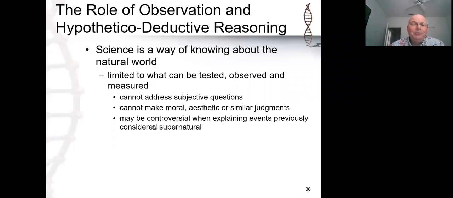It may be controversial when explaining events previously considered supernatural. This gets to the whole heart of the evolution versus creation question that has been going on for the last 100 years. Science believes, and biologists believe, that evolution is the best way of explaining what we see in the natural world based on our observations, our understanding of how things work, and the accumulated evidence that we have in front of us. And every time we take evolution and make predictions on the basis of what evolution tells us, and we go out and collect data based on those predictions, the data supports the prediction and therefore supports the notion of evolution and natural selection, or to put it more correctly, the theory of natural selection and evolution.